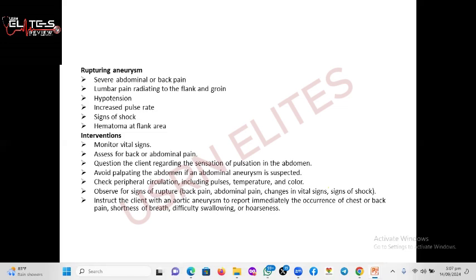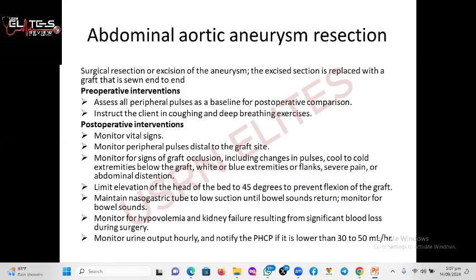Then you instruct clients with an aortic aneurysm to report immediately the occurrence of chest pain or back pain, shortness of breath, difficulty swallowing, or hoarseness. Okay. This all could tell you that the aneurysm is rupturing or getting enlarged. So these are the things that you do for clients before they go in for what we call a resection of the aorta. Okay. Before the client is taken in for a resection, those are the things that I went through, and that we do for the client.